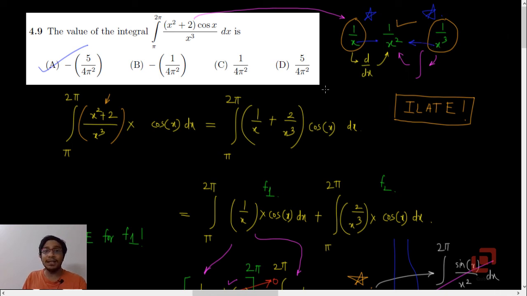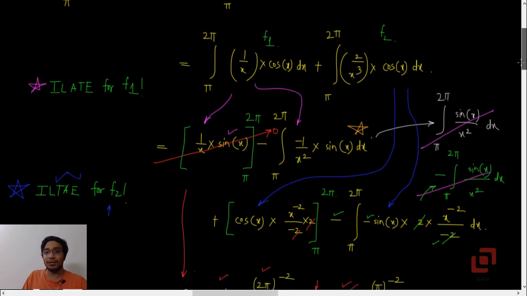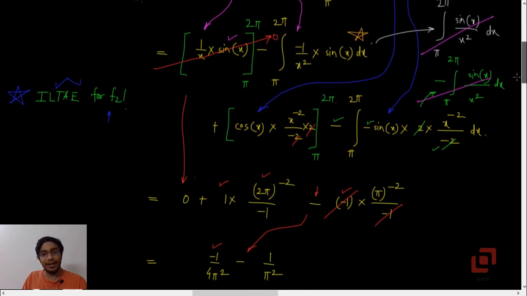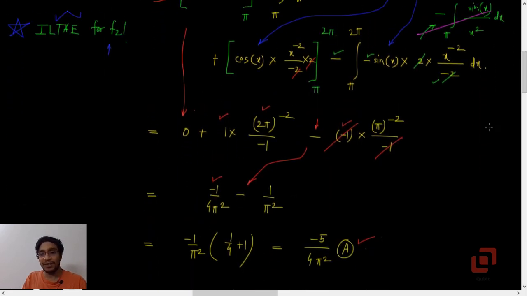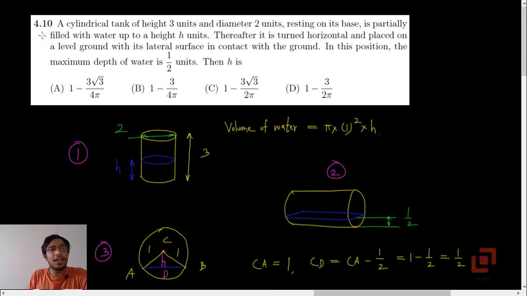Okay, and then that actually will provide you some hints as to how to deal with this particular problem, and it has worked, and our answer has been -5/4 pi squared. That is option A. Let's now go to the last question, that is 4.10, or should I say 4.10 due to decimal point.